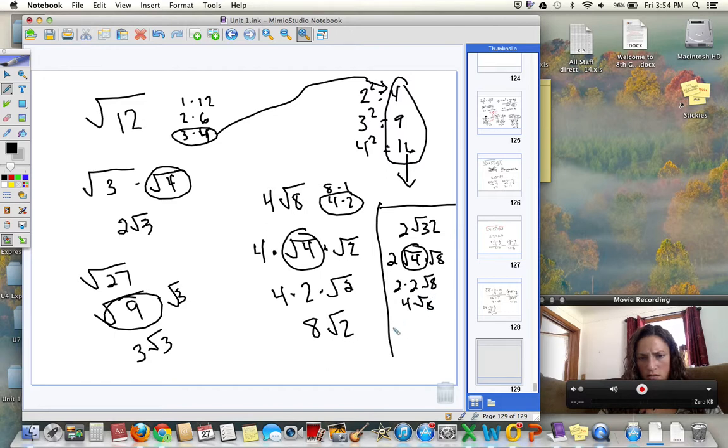But hold on. 8 I know is 4 times 2. So now I have 4 times 2 times root of 2. So then I have 8 root 2. Okay? So you just make sure you keep going. Keep going.